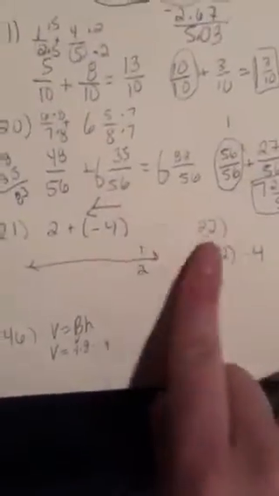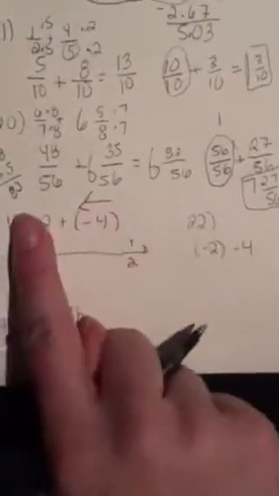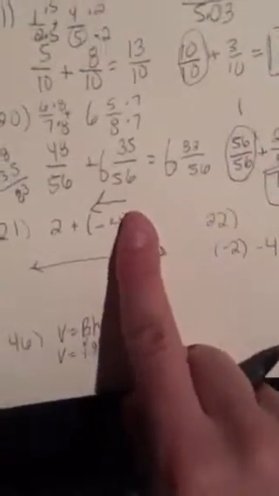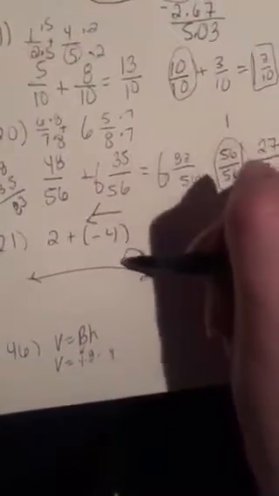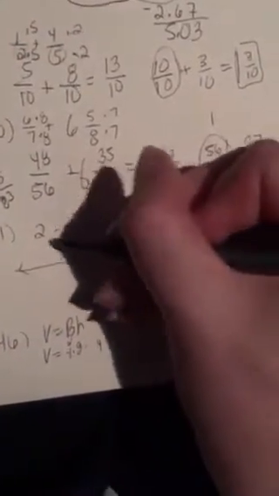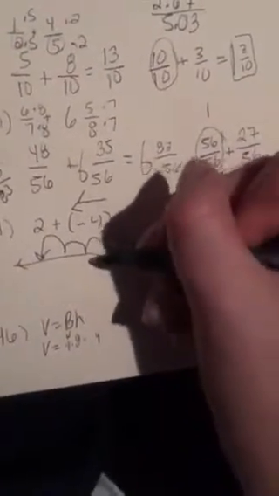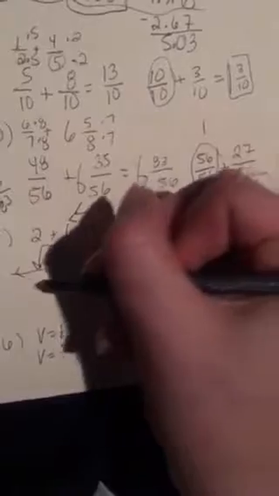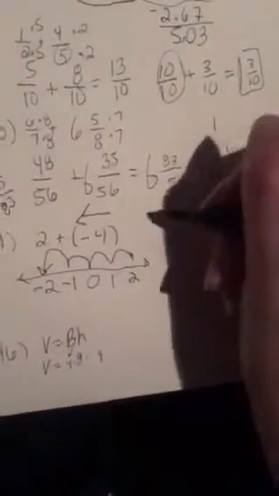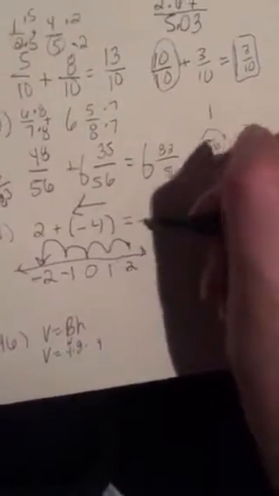Which means if I'm adding negatives, I'm going to the left, because I know if I go to the left, eventually I'll get negatives. So I'm going to go to the left 1 time, 2 times, 3 times, and 4 times. So this would be 1, 0, negative 1, and negative 2. 2 plus a negative 4 is a negative 2.